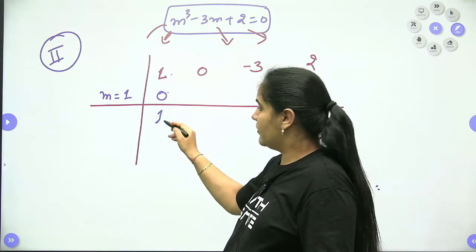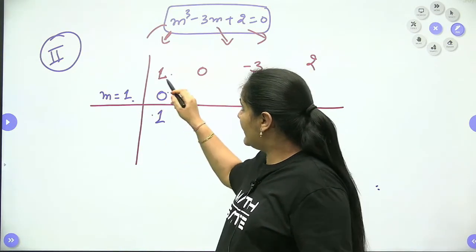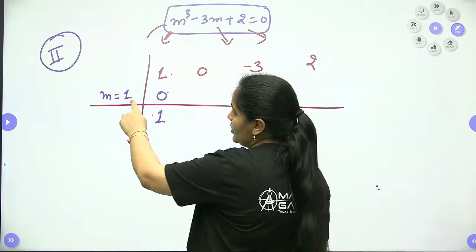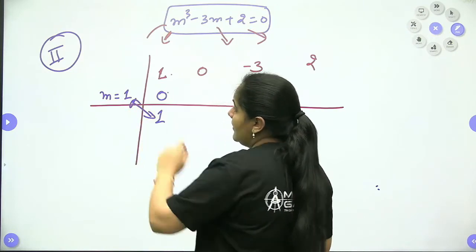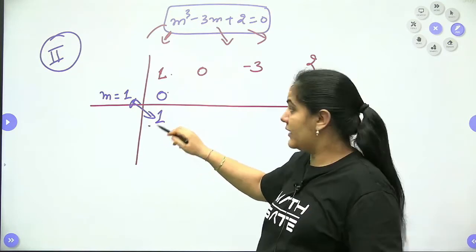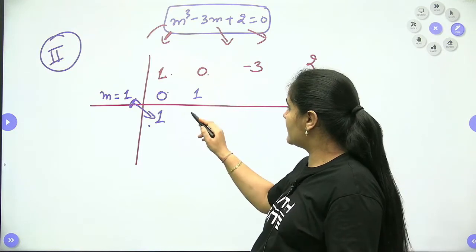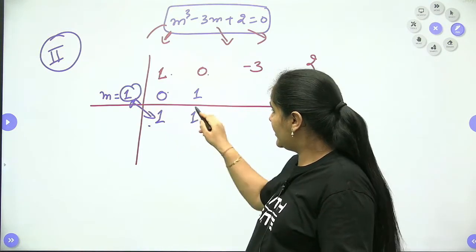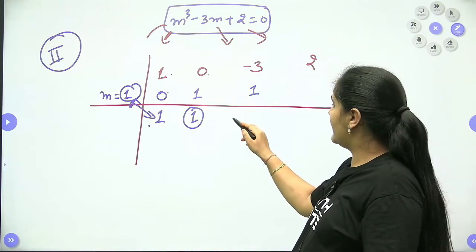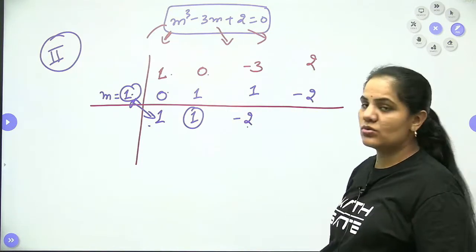Now let's approach. 1 plus 0 is 1 only. For the upper and lower terms you have to do addition, and for the cross terms you have to do multiplication. So 1 plus 0 is 1, and 1 into 1 is 1. The result will be written here only. Again repeat the process. 0 plus 1 is 1, and 1 into 1 is 1. Minus 3 plus 1 will be minus 2, and 1 into minus 2 will be minus 2 only.